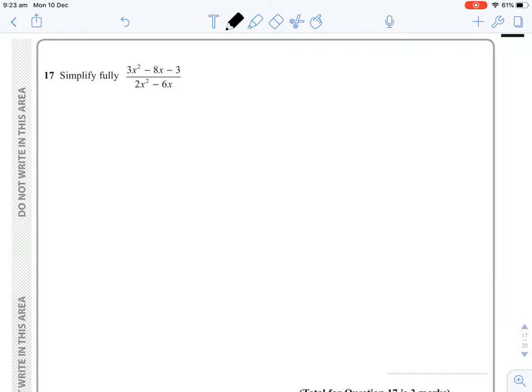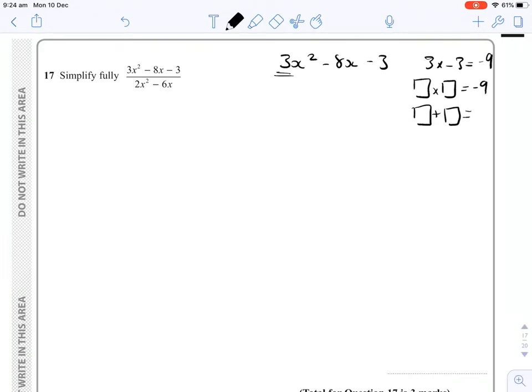Anytime you get these types of questions with an algebraic fraction, where you've got quadratics on the top and bottom, we're looking at factorising. So if we look at the top to begin with, we've got 3x squared minus 8x minus 3. Now we've got a quadratic with an x squared coefficient of more than 1, so we're going to do our a times c method. So we're going to do 3 times minus 3, which will give us minus 9. We then have to look for two numbers that will multiply to give us minus 9 and add to give us our number of x's, which is minus 8.